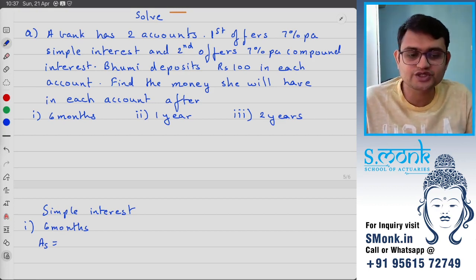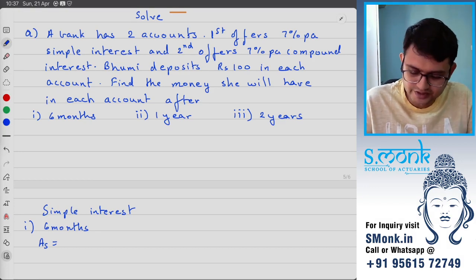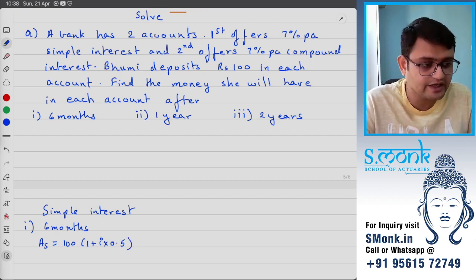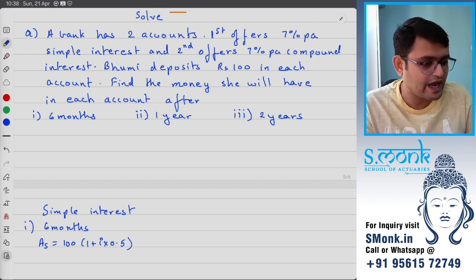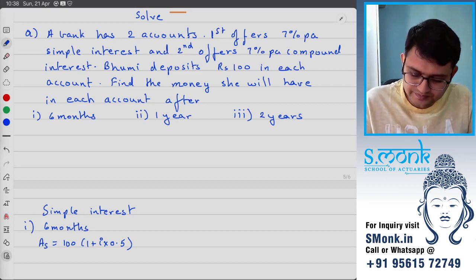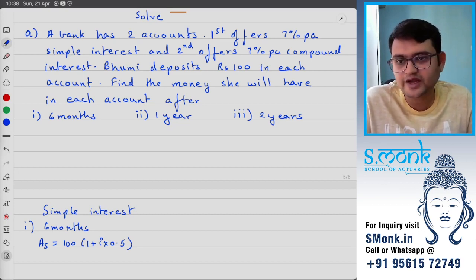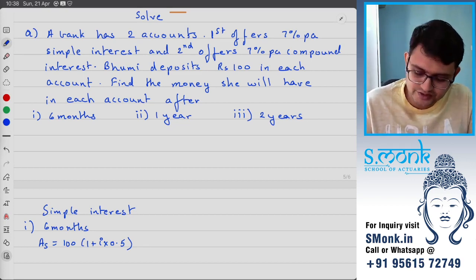We just read the question and we are saying that for simple interest for 6 months, we'll have 100 (1 plus I) into 6 months. 6 months in terms of years would be 0.5. It's going to be very important that the rate of interest and the time are in the same units. So per annum means we are talking about time in years.